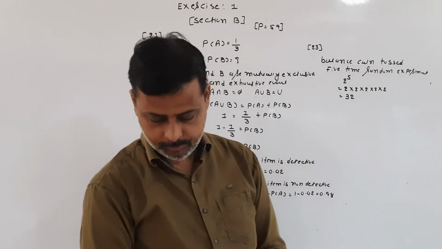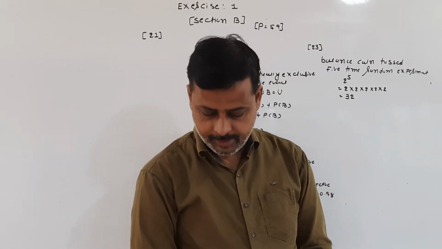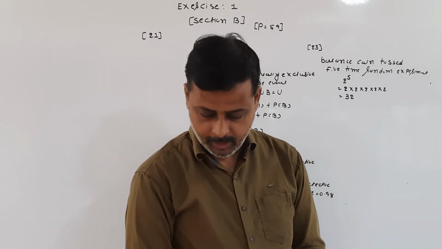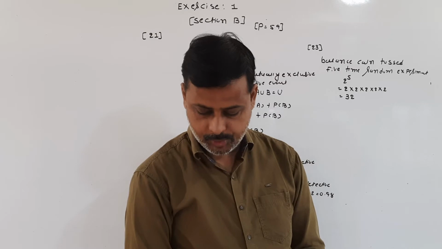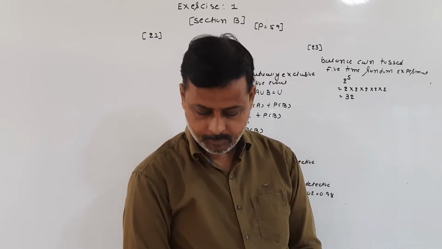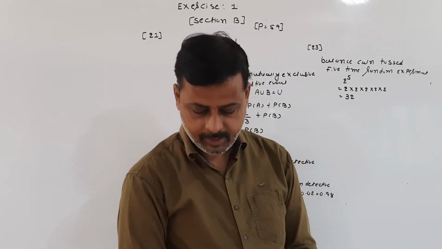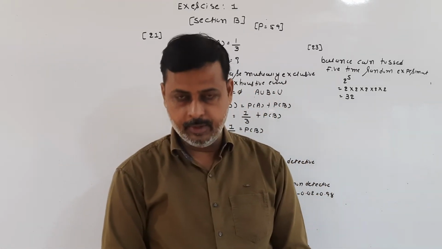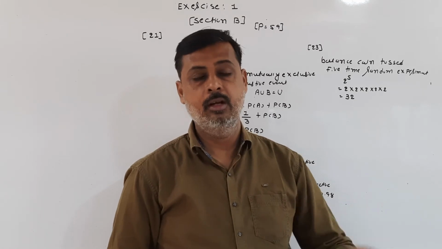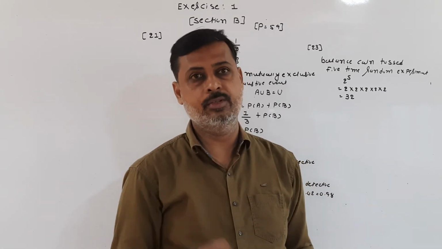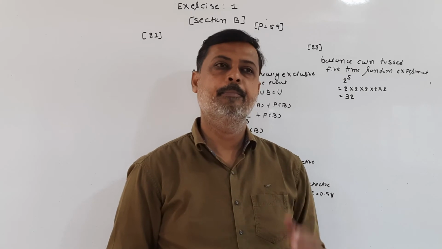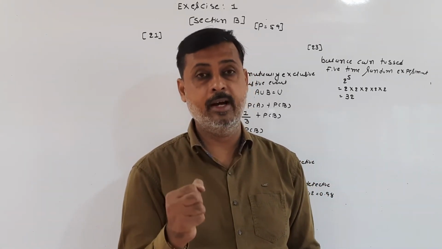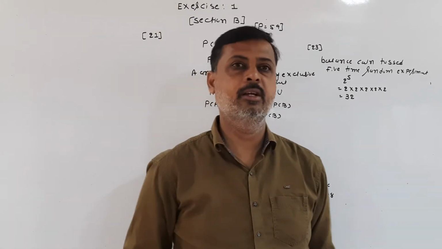Now 24. State the number of sample points in the random experiment of tossing 1 balanced coin and 2 balanced dice simultaneously. So here we have to toss the coin as well as 2 dice simultaneously.